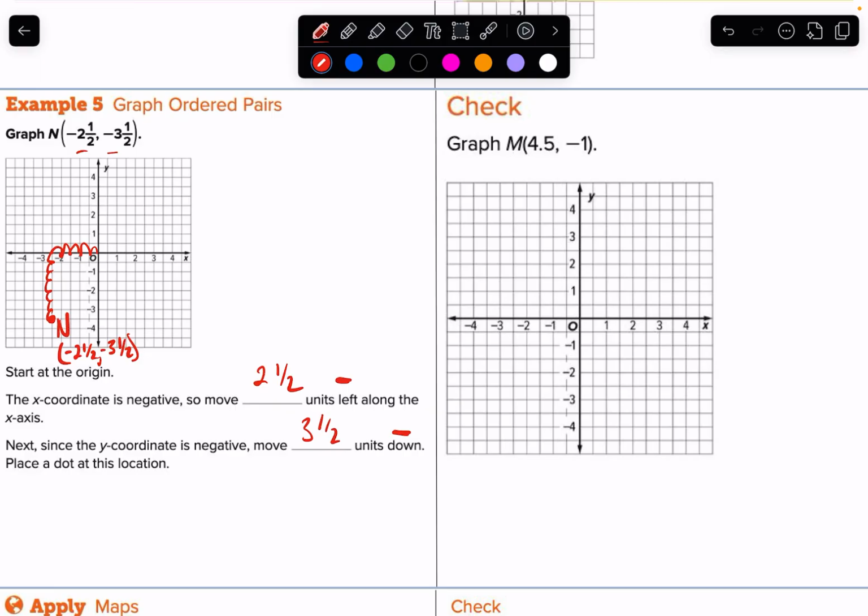Graph M, 4.5, negative 1. So that's positive, that's negative. Now give it a pause and see if you know where they go. Okay, here we go. I can go all the way out, 1, 2, 3, 4, and then a half. And then I need to go down 1, that's a half, and then that's a whole 1 down to there. So that's point M, that's 4.5, negative 1.